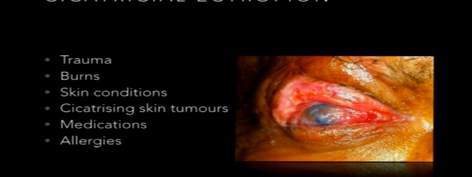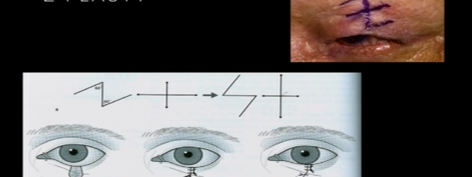Then coming to the last part, that's the cicatricial ectropion. Cicatricial ectropion can be a result of trauma, burns, various cicatrizing skin conditions, skin tumors, some medications or allergies, and it can be very severe, particularly in chemical injury cases, and this can lead to severe exposure and corneal decompensation. So one option for treating milder cases of cicatricial ectropion is to do Z-plasty.